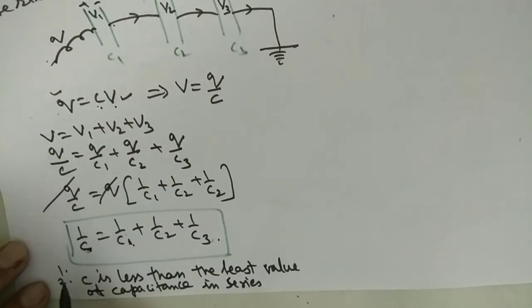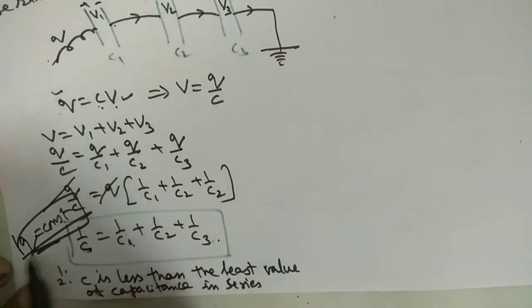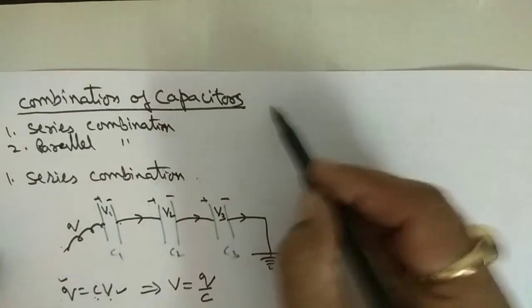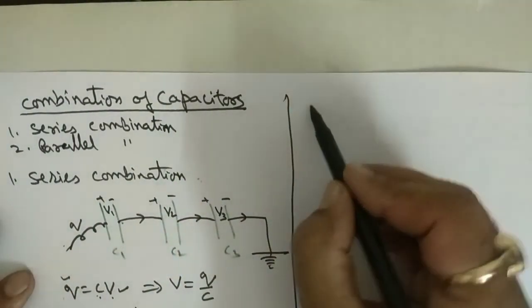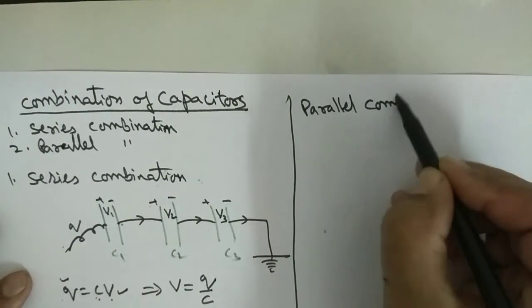And the third point you should know, Q is always constant in series combination. Now come to the parallel. Okay, now come to the parallel combination.